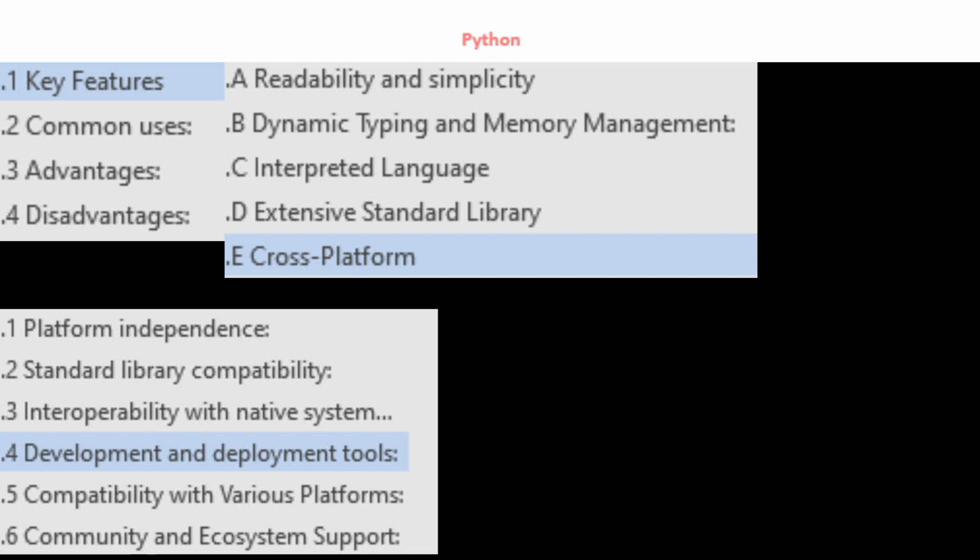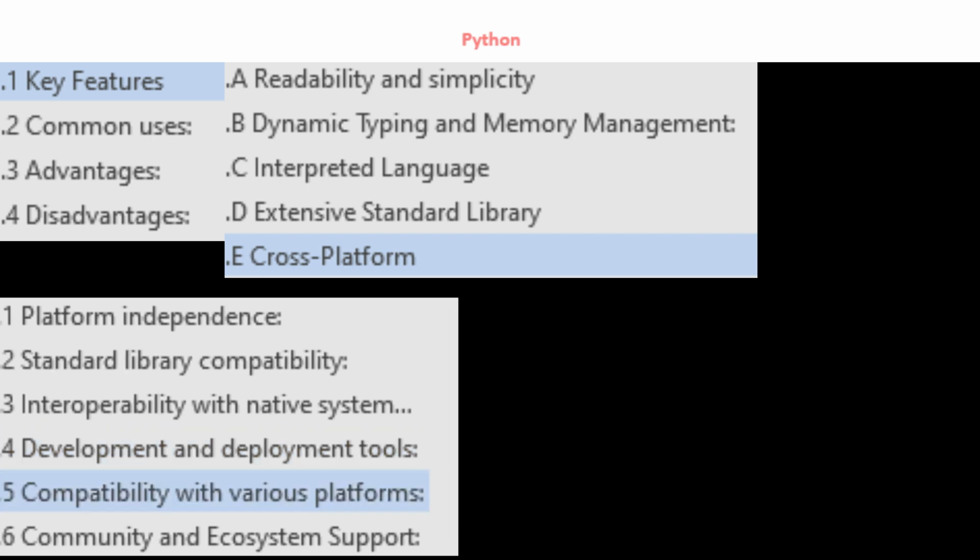Tools like PyInstaller and cx_Freeze facilitate the creation of standalone executables for different operating systems from a single codebase. Example, generating a Windows executable and a macOS application bundle from the same Python script using PyInstaller. Compatibility with various platforms. Wide range of supported systems. Python runs on a diverse set of platforms, including Windows, macOS, Linux, and even less common systems like Raspberry Pi and embedded systems. Example, developing a Python application on a desktop and deploying it to a Raspberry Pi without any modifications. Cloud and web services.